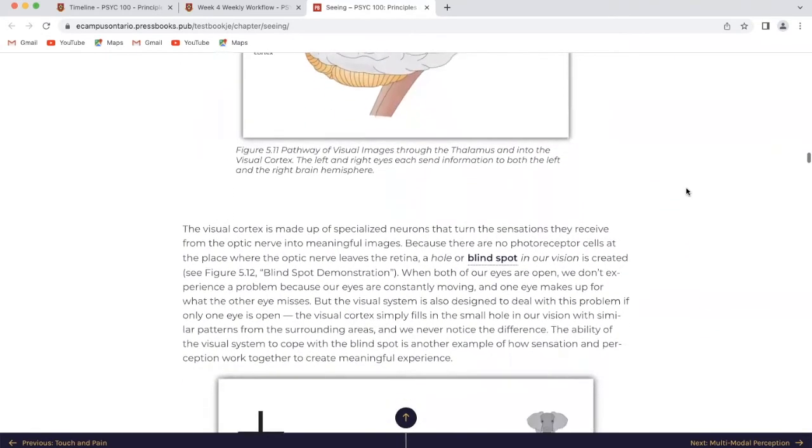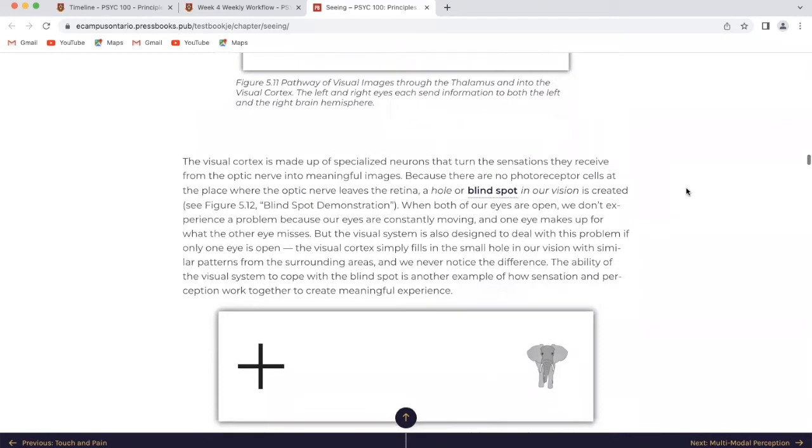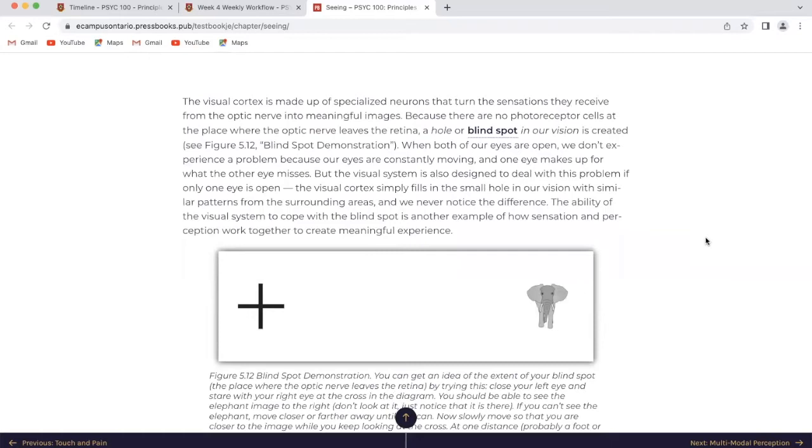The visual cortex is made up of specialized neurons that turn the sensations they receive from the optic nerve into meaningful images. Because there are no photoreceptor cells at the place where the optic nerve leaves the retina, a hole or blind spot in our vision is created.